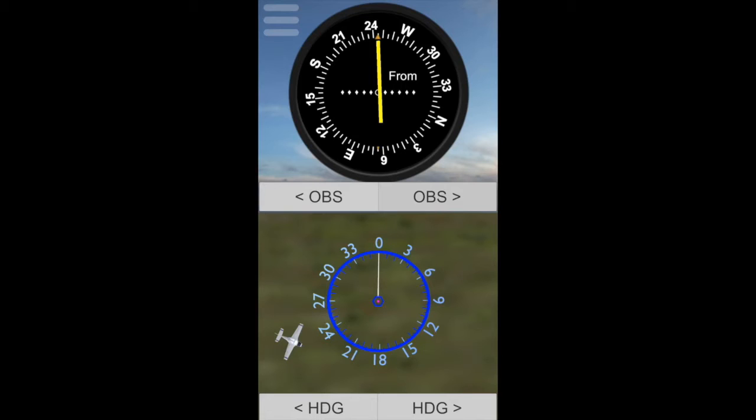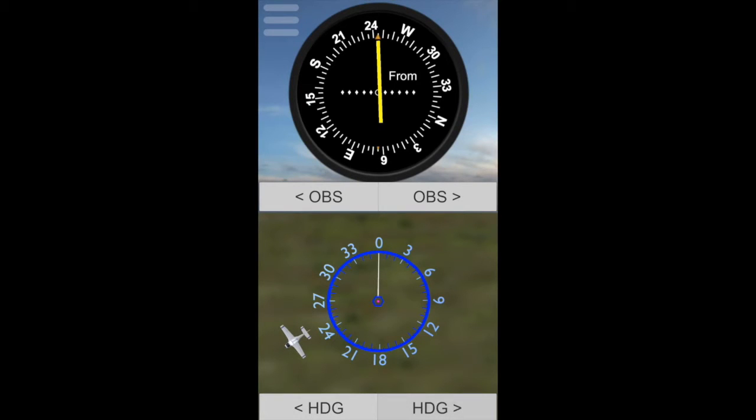Look at the bottom half. On the 245 radial coming out of the VOR. Doesn't matter what my heading is. I'm flying. All I know is I'm on the 245 radial. And like we said before, what happens if I want to fly away from the VOR? Fly the 245 heading.